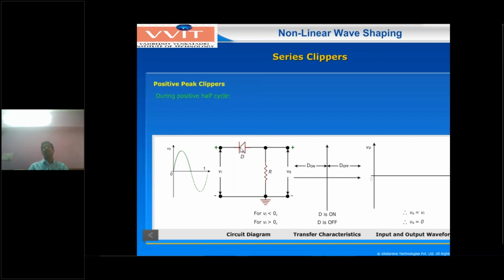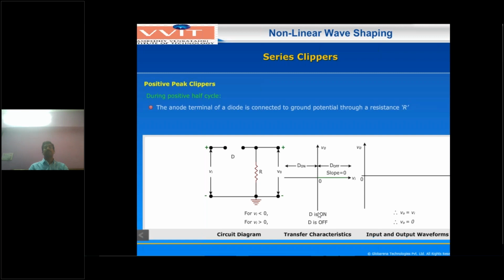We are using an ideal diode. That's why when you apply the positive peak, this diode will be an open circuit. Once it is an open circuit, the input is not transferred to the output, so the output will be 0. So for the VI greater than 0 condition, the diode will be off, open circuit, and the output voltage will be 0.